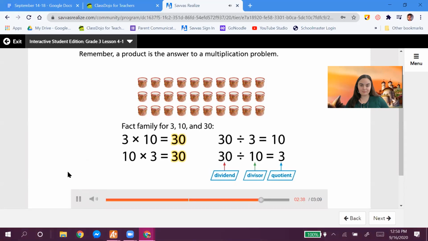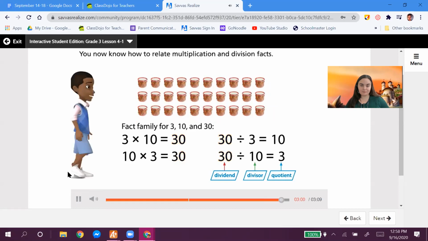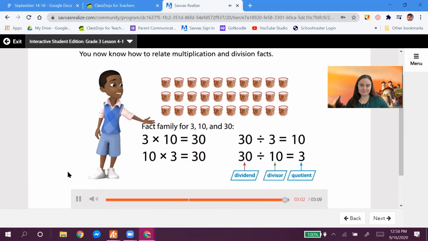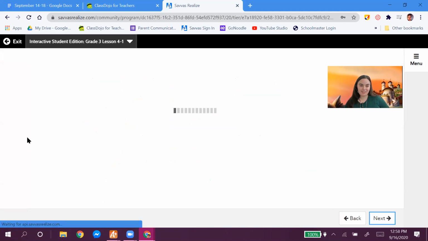Remember, a product is the answer to a multiplication problem. What do you notice about the product and the dividend in these equations? They are the same number. Why are they the same? The product and the dividend show the total number of objects. You now know how to relate multiplication and division facts. See? Pretty easy. All right, let's go ahead and go to our next page then.